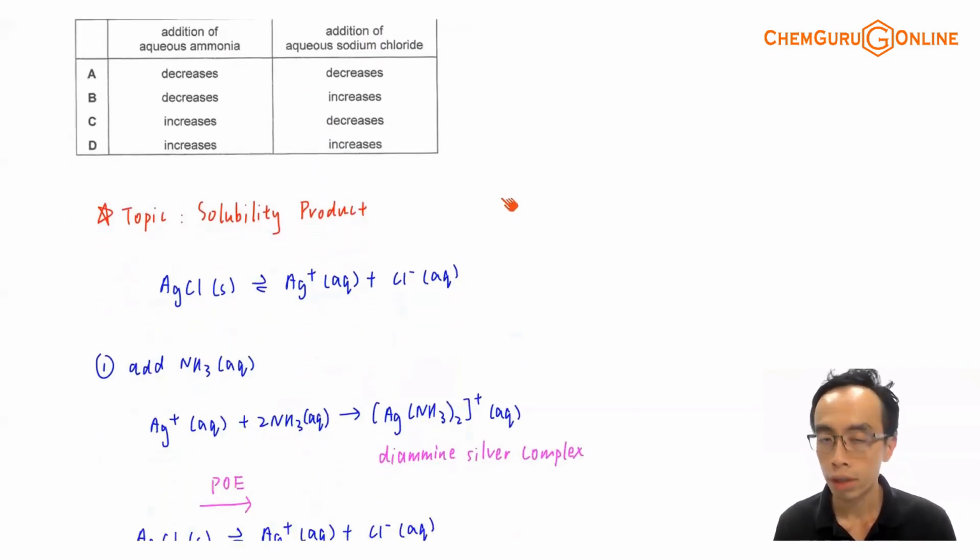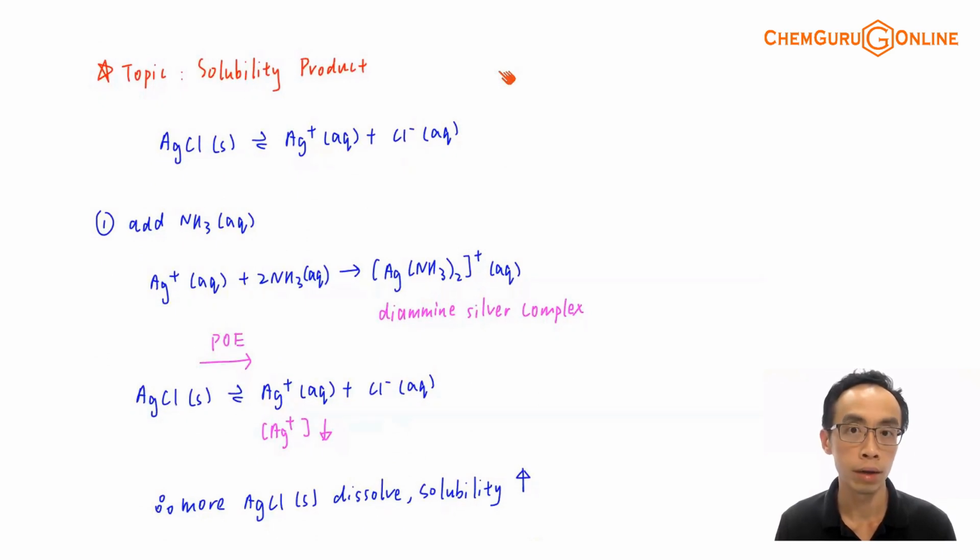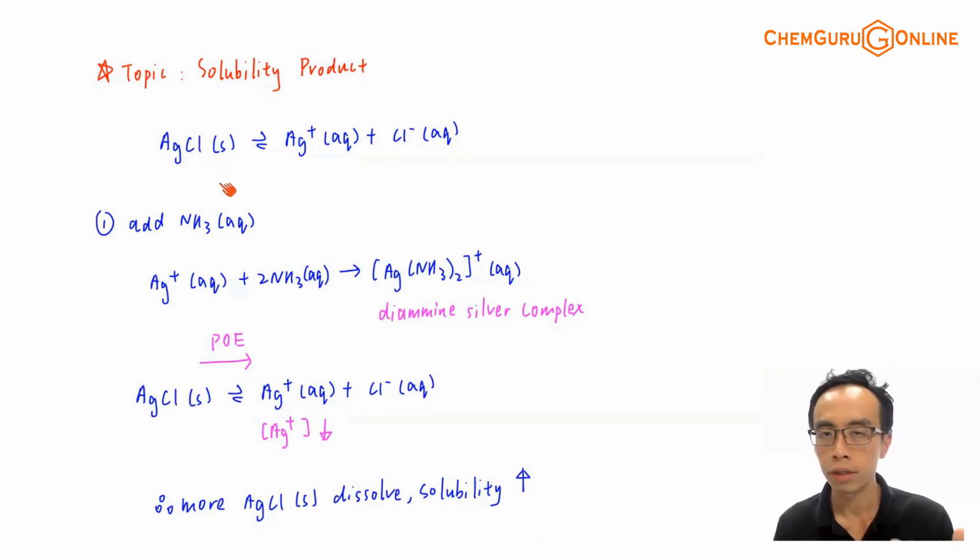Now, the topic tested in this question is solubility product. Actually, it's targeting the common ion effect and is related to that. Involving the dissociation of a sparingly soluble salt, we know that solid AgCl, since it is sparingly soluble, will be partially dissociated to give Ag plus (aq) and Cl minus (aq). This dissociation is easy. Now what happens when you add ammonia?